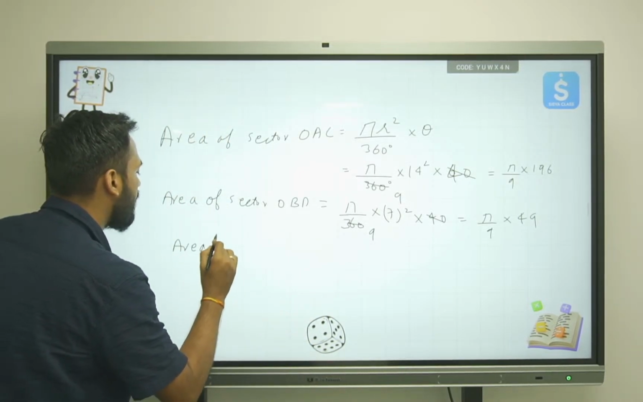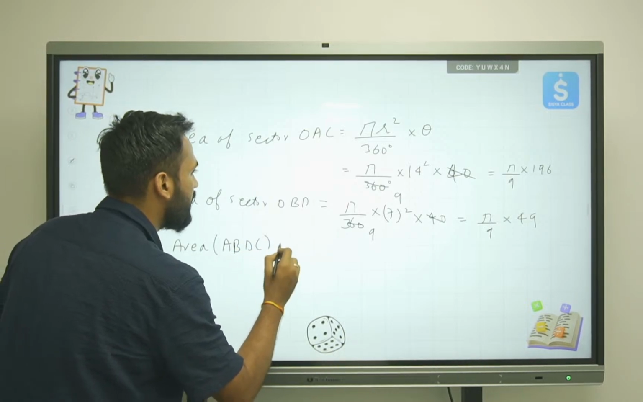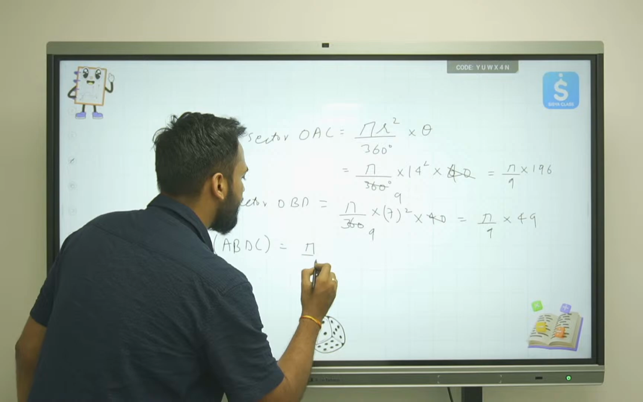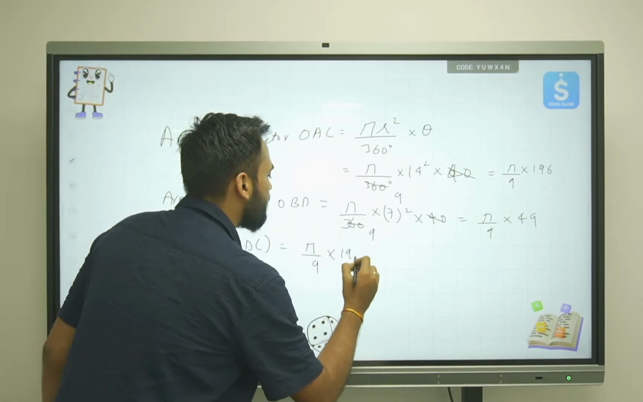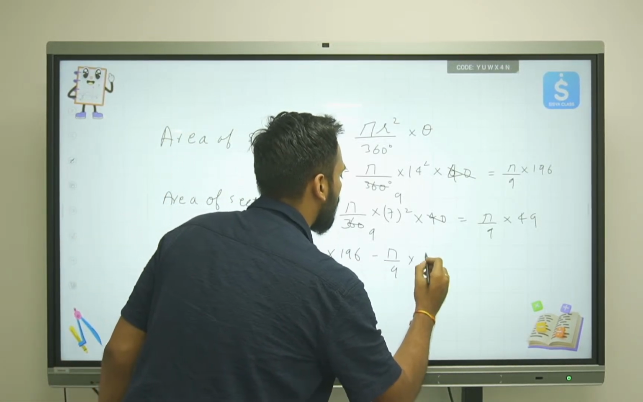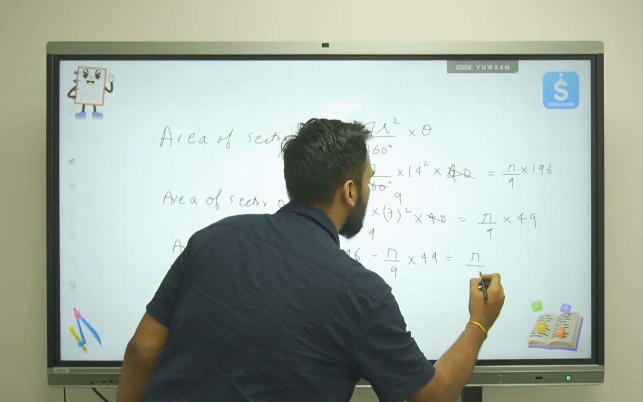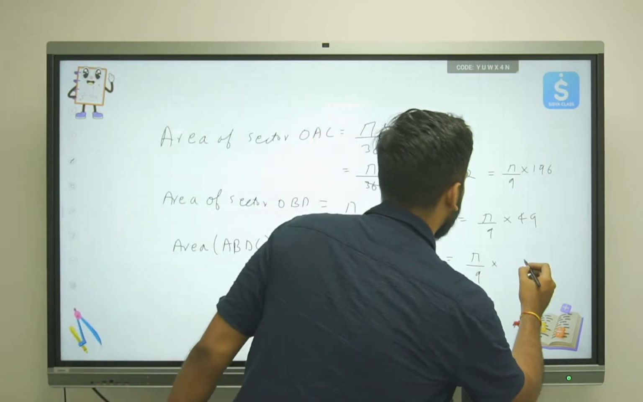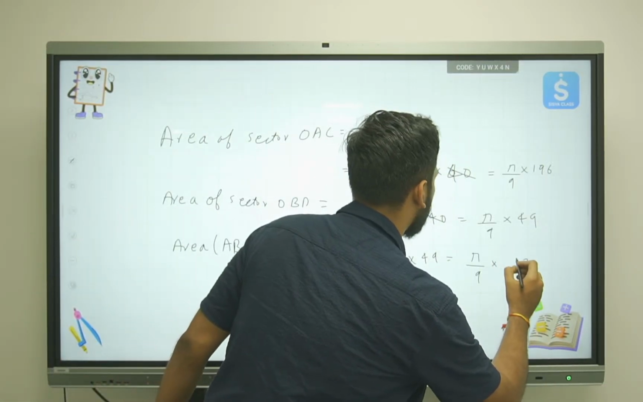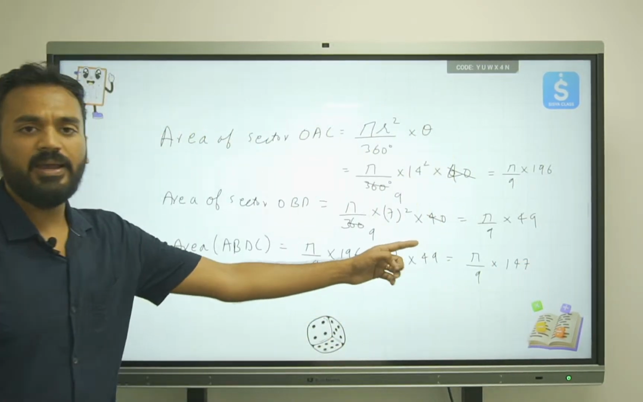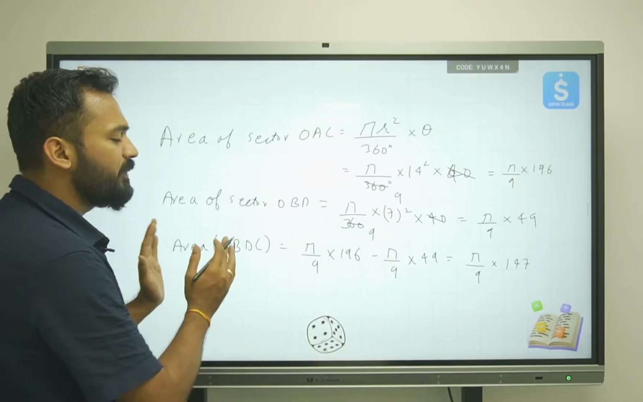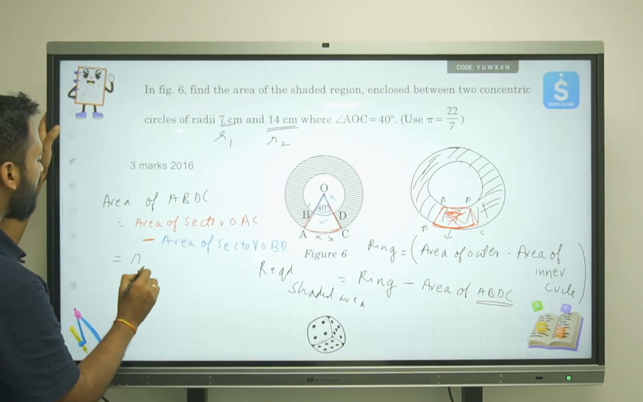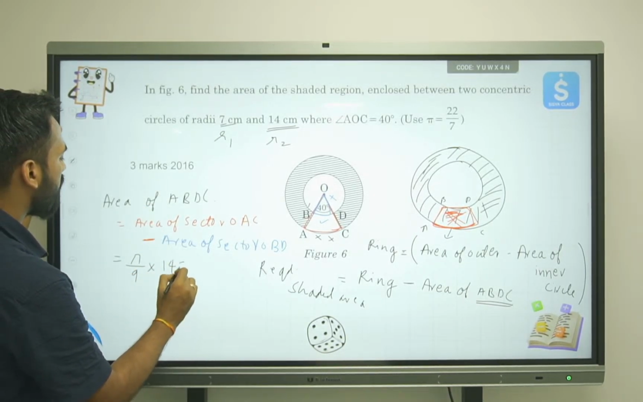Now area of part ABDC will come out to be sector area OAC minus sector area OBD, which will be pi by 9 into 196 minus pi by 9 into 49. When you subtract, you will get pi by 9 multiplied by 196 minus 49, which is 147. Pi by 9 multiplied by 147. This will be the area of the part ABDC. Area of part ABDC is pi by 9 multiplied by 147.